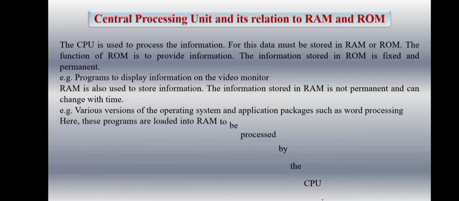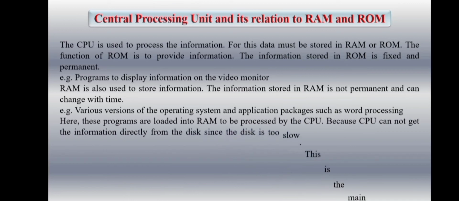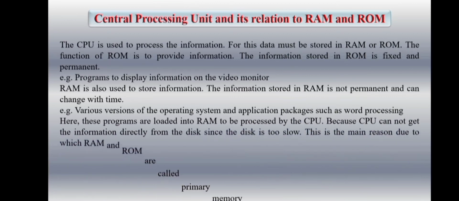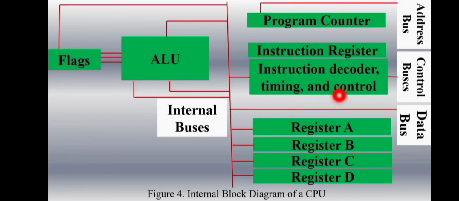These programs are loaded into RAM to be processed by the CPU because the CPU cannot get the information directly from the disks since the disk is too slow. This is the main reason RAM and ROM are called primary memory and disks are called secondary memory. This figure shows the detailed diagram of the internal organization of the computer.